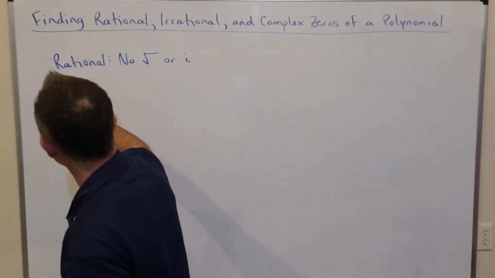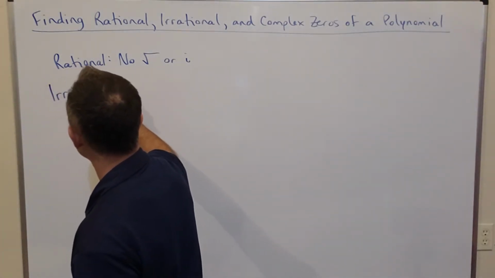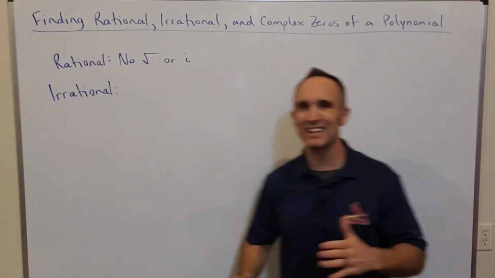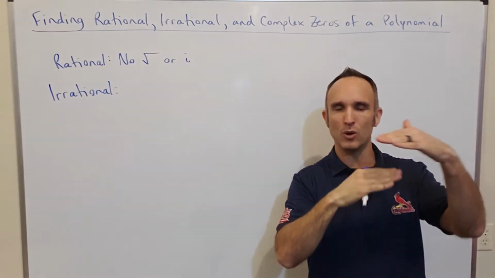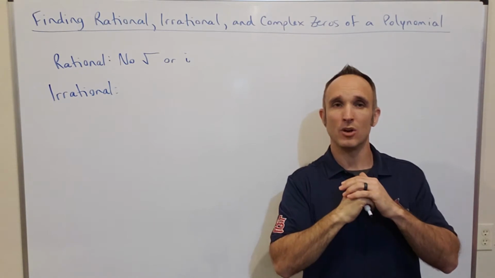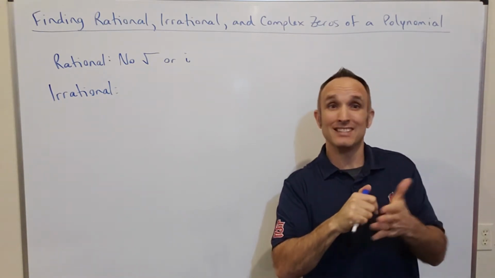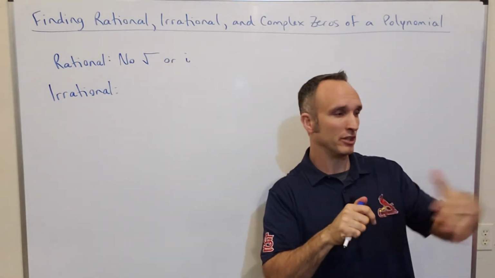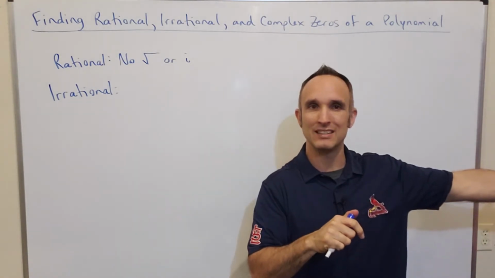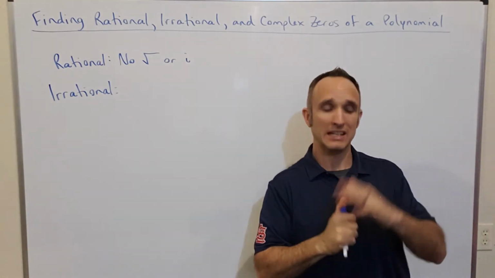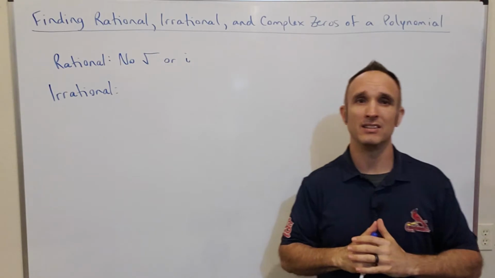Now, irrational numbers, by definition, are numbers that cannot be written as a ratio of whole numbers. So pi is not rational. It's a decimal that goes on forever and doesn't repeat. E is not rational. It's a decimal that goes on forever and doesn't repeat.